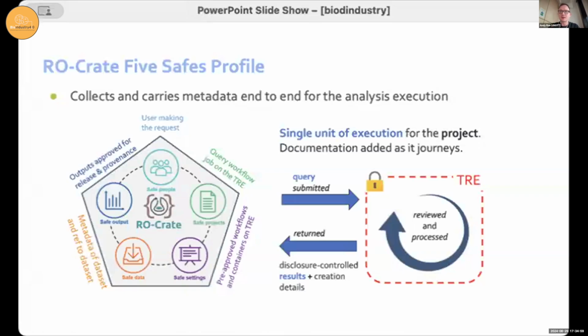So the RO crate supporting those 5 safes is a way of having that single unit of execution for the project, but adding that documentation throughout that journey. So a query might be submitted to the TRE, it's reviewed, it's processed, disclosure control takes place. There are various supporting documents, maybe multiple disclosure control steps take place, but they're all captured alongside the research. And it provides that single document in a neutral and also extensible way of describing this.